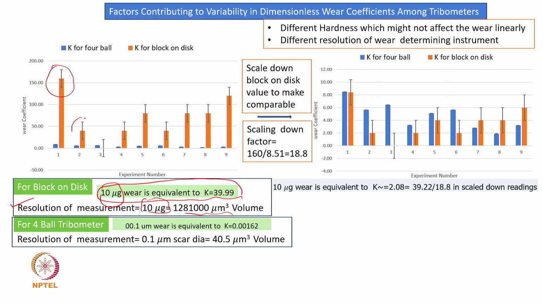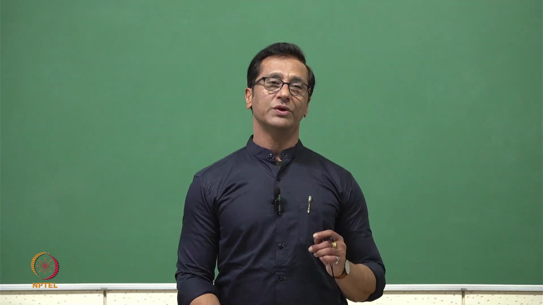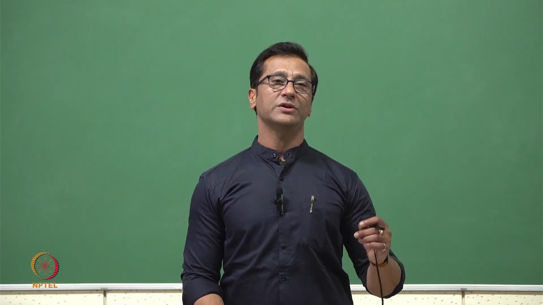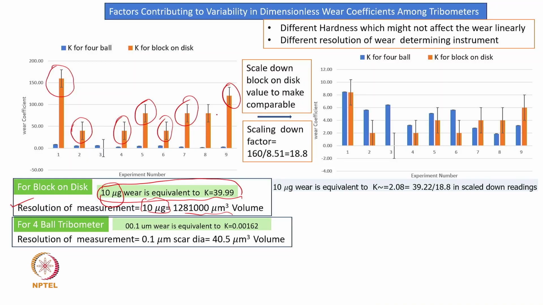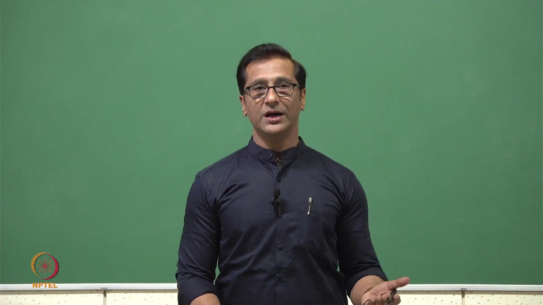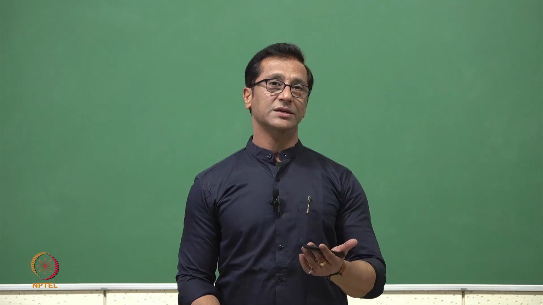You can see how the fluctuation in results is possible, because this itself is an inaccuracy in block on disk. So whenever we perform an experiment, we need to know what the inaccuracy will be. This has been given as the inaccuracy in block on disk as such. Now coming to the 4-ball tester, we can really measure even 0.1 micron wear scar diameter. So the inaccuracy comes out to be only 40 micro cubic volume compared to these values. So we are saying that here in the block on disk, the noise level is very high, and digging out the proper signal is not right.